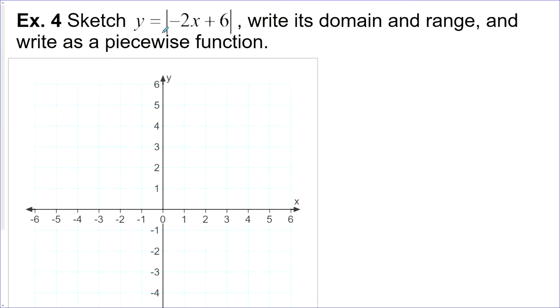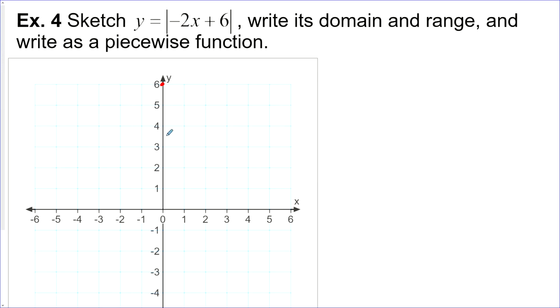We want to sketch the absolute value of this linear function, write the domain and range, and write it as a piecewise function. For this question, I'm going to start by graphing the linear equation without the absolute value brackets. So negative 2x plus 6. That means that it would have had a y-intercept of 6 and a slope of negative 2.